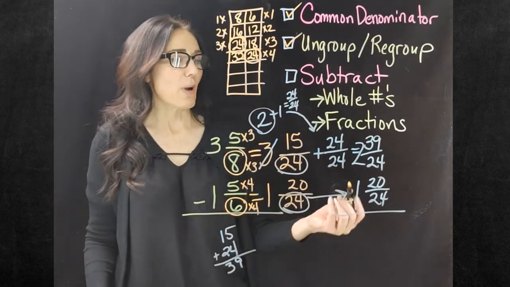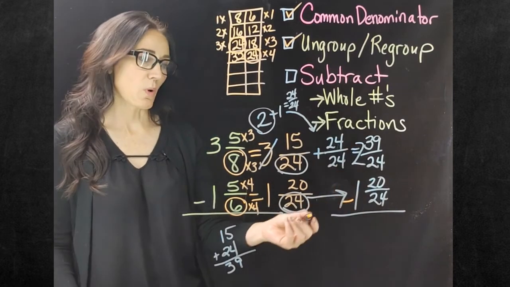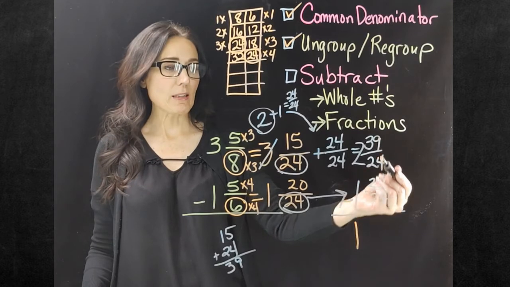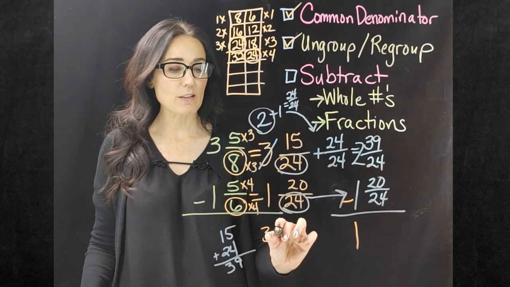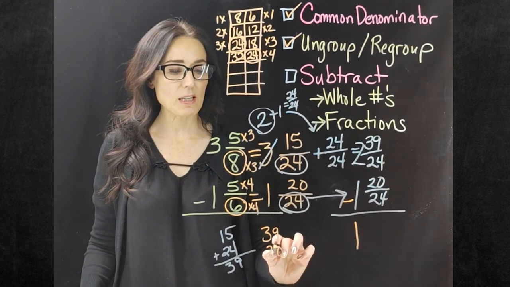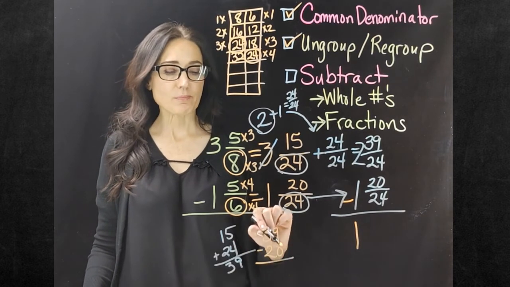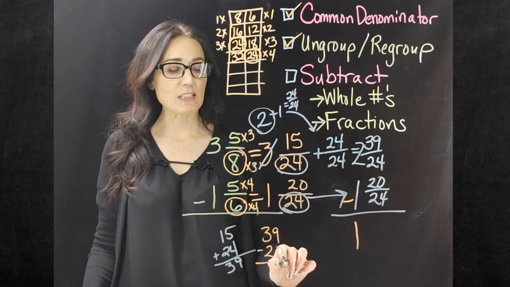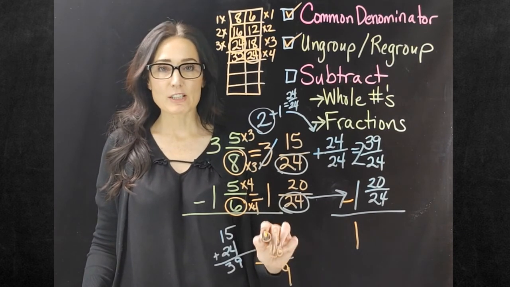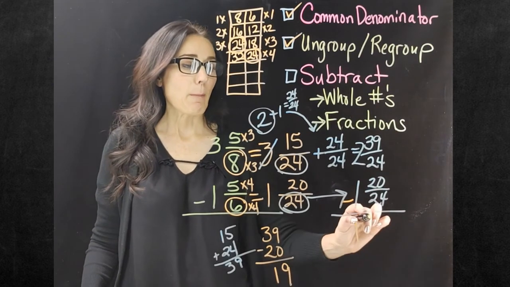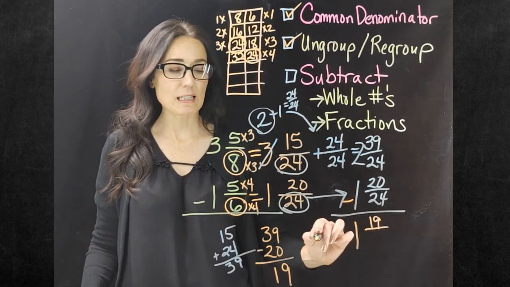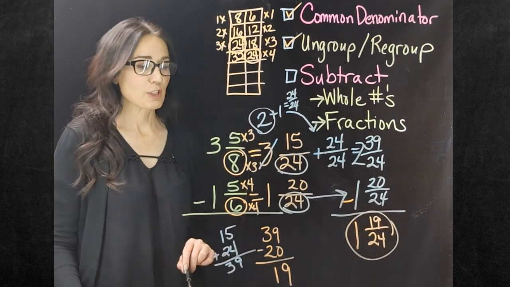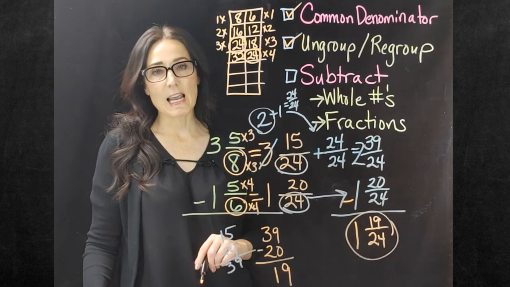All right, so I look at my whole numbers. 2 minus 1 is 1. And the nice thing is I can actually subtract these without rewriting it, but you could rewrite it if you like, just to make sure. 39 minus 20, so 9 minus 0 is going to stay 9, and 3 minus 2 is going to be 1. So my new numerator is going to be 19 out of 24. So my final answer for this problem is going to be 1 and 19 out of 24.